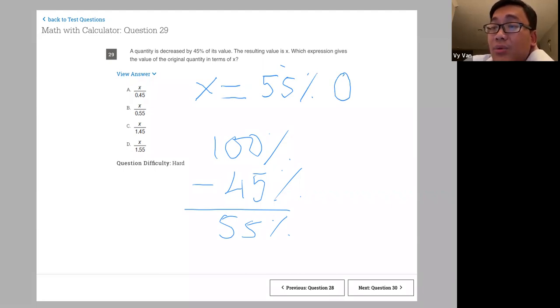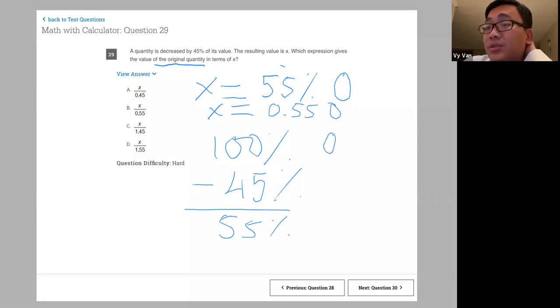So what is 55%? If you change it to decimal, it would be 0.55 times the original. They ask you which one represents the original quantity. So what you do is divide both sides by 0.55. So it's actually x over 0.55. Okay, the answer is B. A lot of people would choose A.